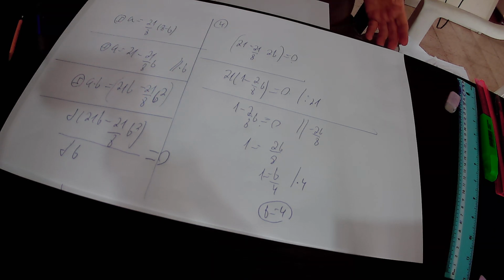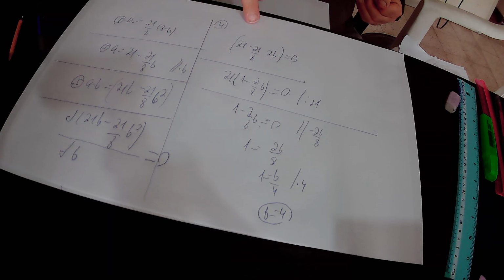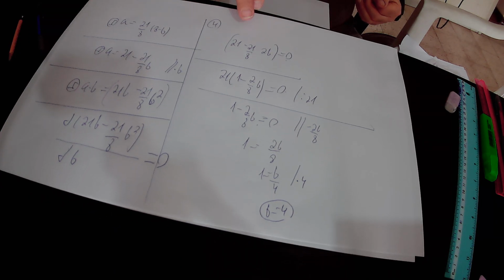So in conclusion, we find that the derivative of the area function 21B minus 21 over 8 B squared equals 21 minus 21 over 8 times 2B. Now we have to equate the derivative to 0 in order to find the extreme points of this area function. So we equate this derivative to 0.